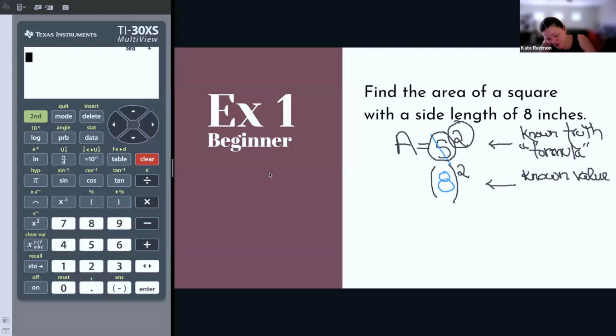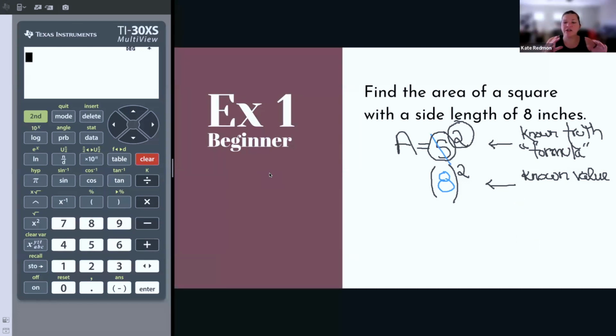Great example is if you had a fractional side length. I could tell you that your side length was 2/3 inches. If you just put the square right here without using parentheses, you would only be squaring the 2. You don't want to square the 2. You want to square the entire side length.